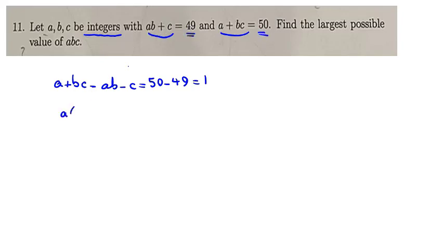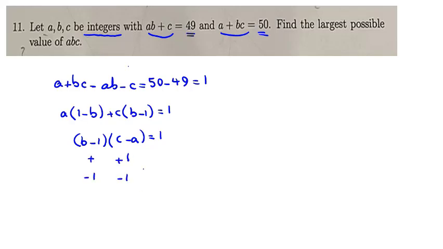Now if we factor A, it will be A times (1 minus B). If we factor C, it is (B minus 1). So (B minus 1) times (C minus A) equals 1. So both of them are positive 1 or both of them are negative 1. If both of them are negative 1, B minus 1 is negative 1, so B is 0. In this case we should check whether it is good or not, but if we consider the other case, it will be better, so we don't need to check whether it satisfies or not.